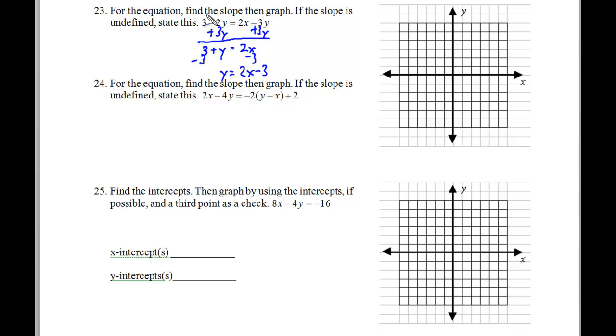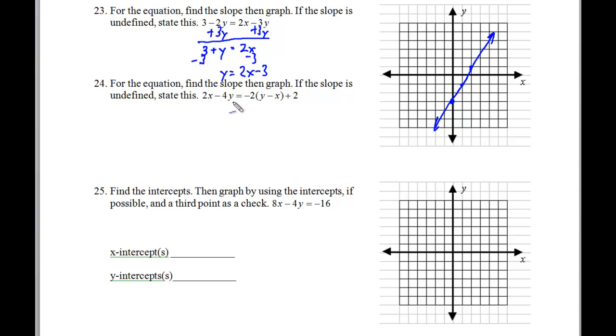Now, for the equation, find the slope and graph. I'm going to plot it on this piece right here. So I'm going to start at negative 3, 1, 2, 3. And from here I'm going to go up 2 over 1, up 2 over 1. And I'm going to connect the dots. There we go. So I've connected the dots, so there's my line.